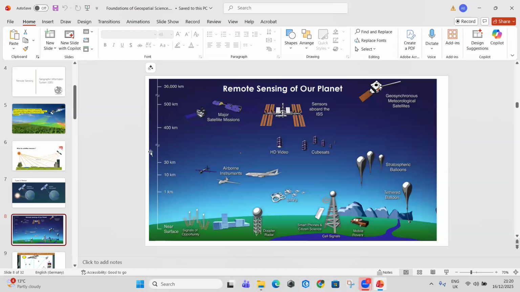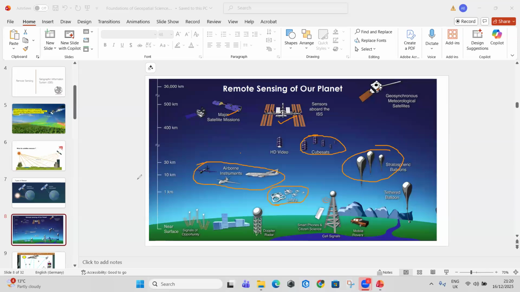So here is an image. If you can see, you have the International Space Station, you have major satellites, you have CubeSats, which are small satellites. Anything that is not in physical touch with Earth, it can be a drone, it can be a hot air balloon, right? It can be an aeroplane. Anything that is not in physical touch with the earth is able to do remote sensing of our planet.